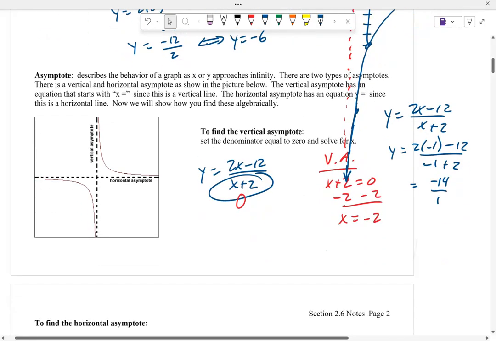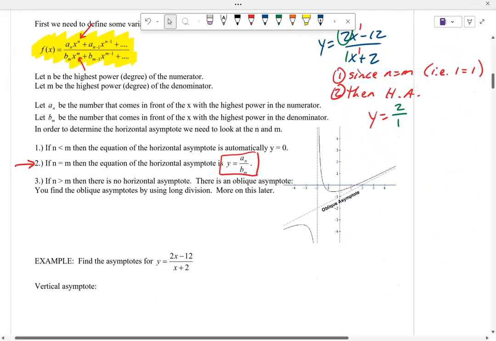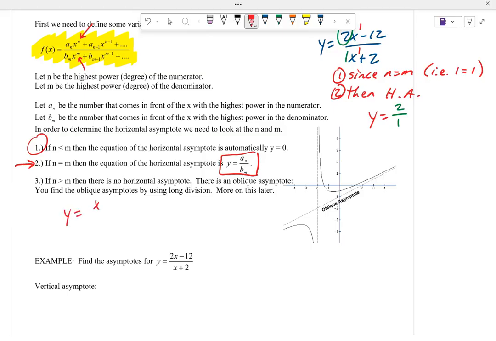We'll practice a bunch of these. So that's if the degree of the top is equal to the degree of the bottom. Now there are other scenarios. Scenario 1 is if the degree of the top is less than the bottom, so for example, y equals x minus 2 over 2x to the third minus 2x plus 1. See how the degree of the top is 1, the degree of the bottom is 3, the degree of the top is less than the bottom?